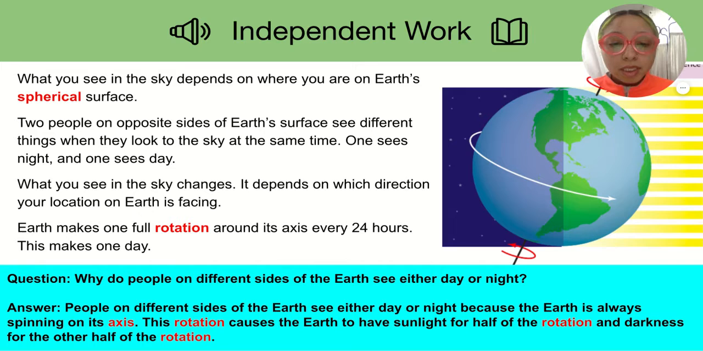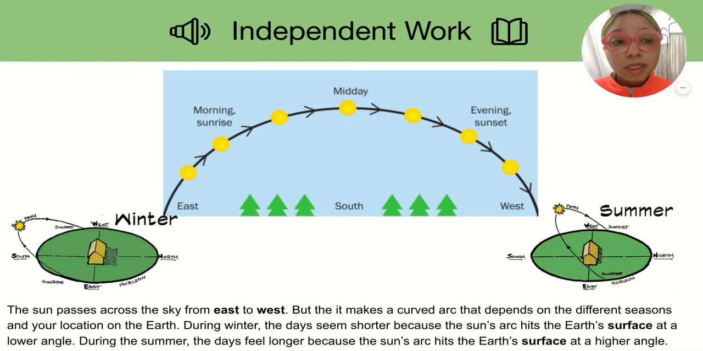People on different sides of the Earth see either day or night because the Earth is always spinning on its axis. This rotation causes the Earth to have sunlight for half of the rotation and darkness for the other half of the rotation. Look at this diagram.